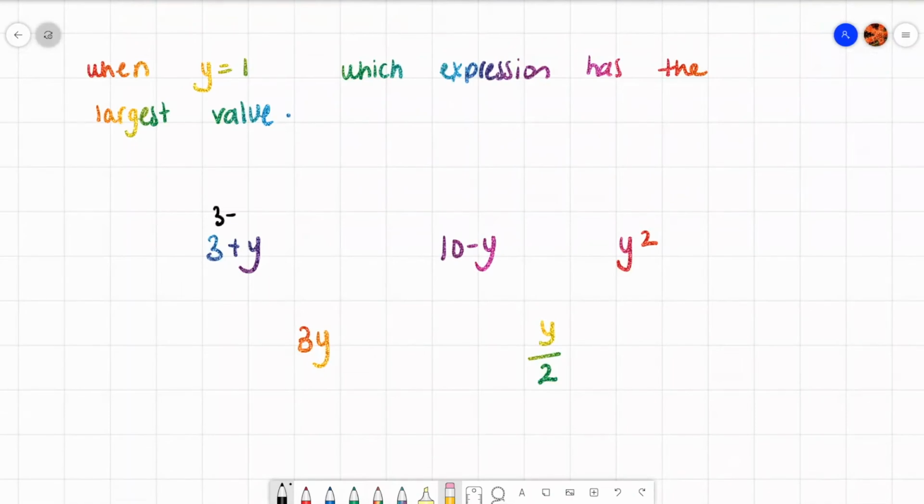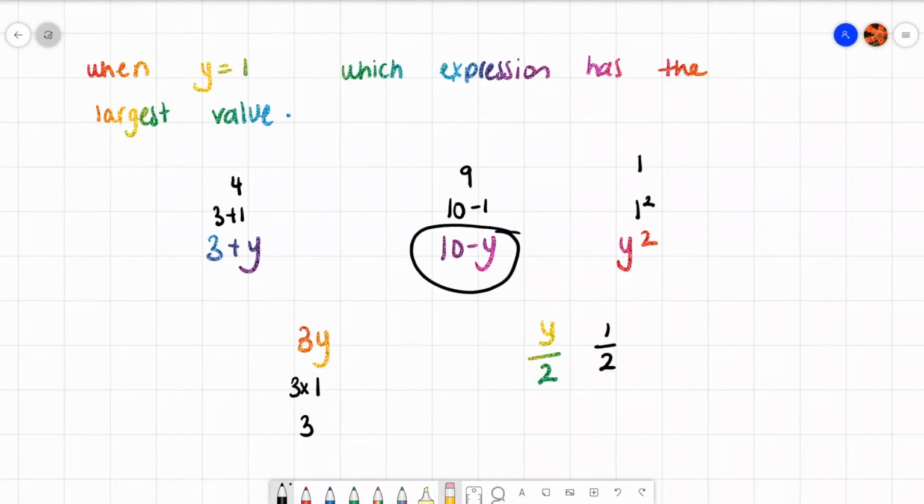That's 3 add 1, which is 4. That's 10 take away 1, which is 9. That's 1 squared, which would be 1. That's 3 times 1, which would be 3. That's 1 divided by 2, which is a half. So which is the largest one? It's this one, isn't it? 9. So I'm going to circle that.